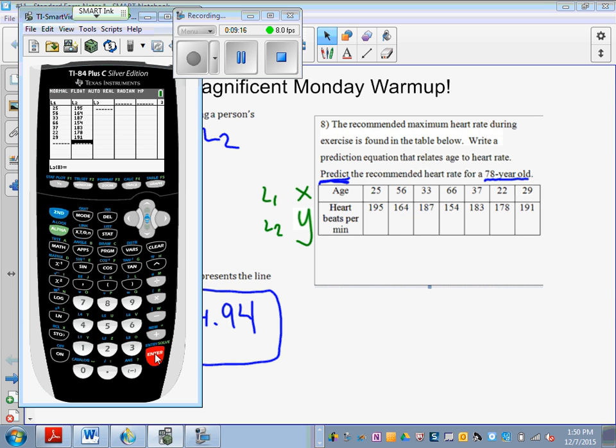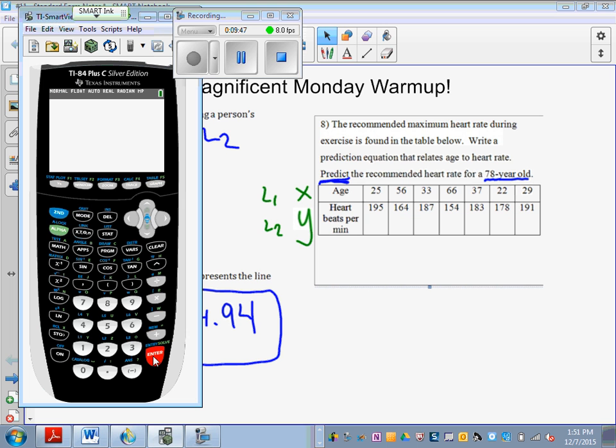Okay, so make sure your lists are the same length. Double check your numbers. Looks good. Yep. And remember, those 2 seconds it takes to double check is worth the time to make sure it's right. Alright, so stat, calculate, down, option 4. Okay, down. Keep hitting enter.